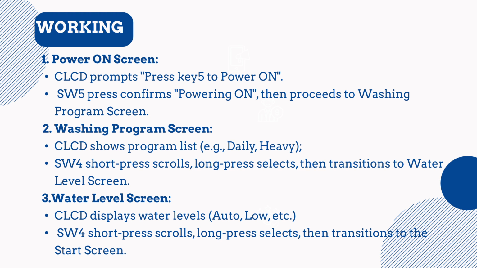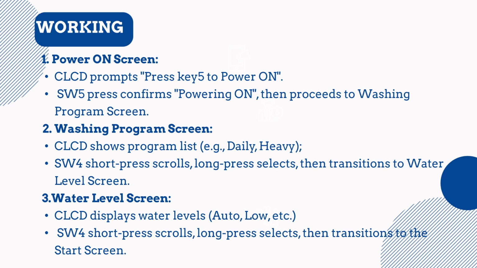The working is, the CLCD shows "press key 5 to power on". When we press switch 5, it confirms powering on. We can see the washing program screen. The washing program screen shows the program list like daily, heavy, woolen, cottons, bed sheets, etc. When we want to scroll the program list, press switch 4.